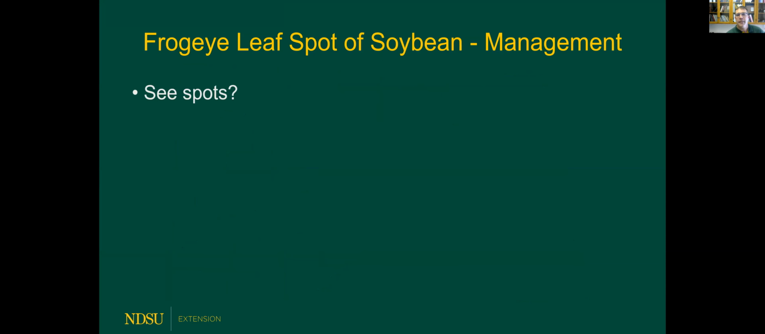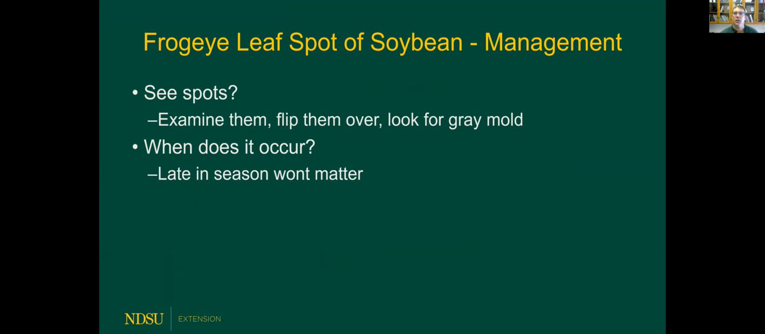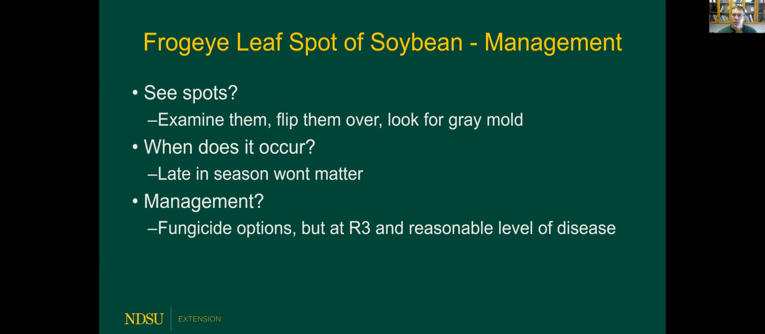Okay, if we have it, manage it. First thing is see spots. Flip them over, look for that gray mold. Second thing is ask yourself, when does it occur? People in Iowa don't see problems if it shows up late. It's really only economically important if it shows up early. So growth stages R1, R2 maybe. And if it does show up early and in high levels, there are fungicide options. But the fungicide applications have usually been most successful at R3. And you have to have a reasonable level of disease. I don't think we're going to get there. I'd be kind of surprised if we do, but pay attention to what's going on if you see it.